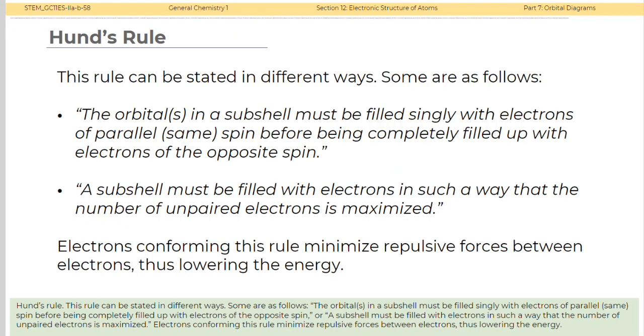Then the last one is Hund's rule. This rule can be stated in different ways. Some are as follows. 1. The orbitals in a subshell must be filled singly with electrons of parallel, same spin before being completely filled up with electrons of the opposite spin. Or, a subshell must be filled with electrons in such a way that the number of unpaired electrons is maximized. Electrons conforming to this rule minimize repulsive forces between electrons, thus lowering the energy.